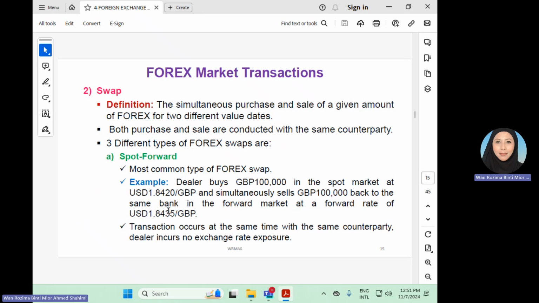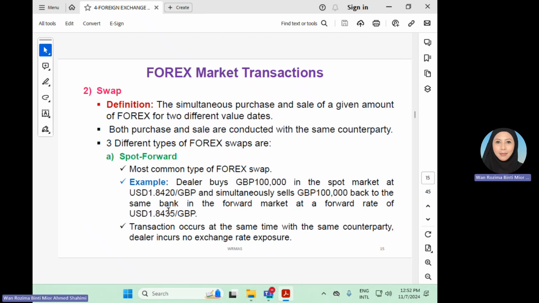Okay, swap: the simultaneous purchase and sale of a given amount of forex for 2 different value dates. The first one you have is spot forward, meaning that you exchange the difference between spot and forward rate simultaneously. So for example, this is the most common type of forex swap.